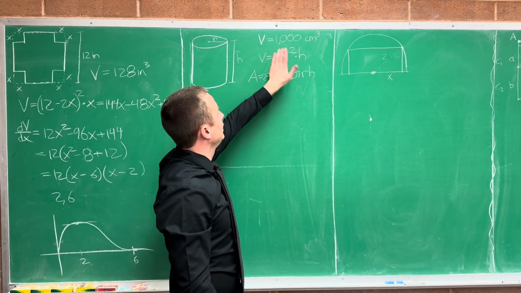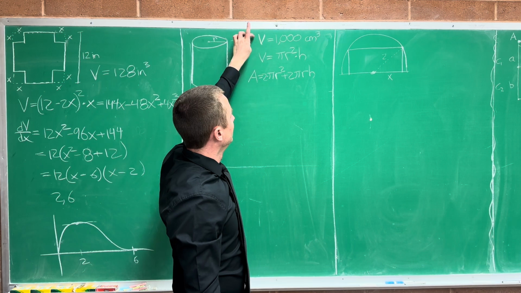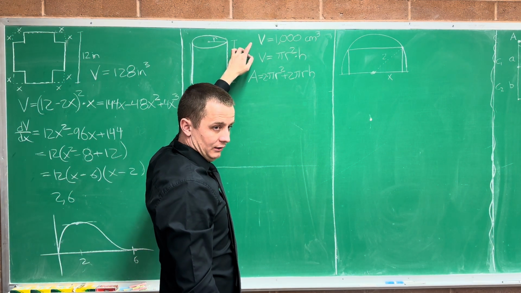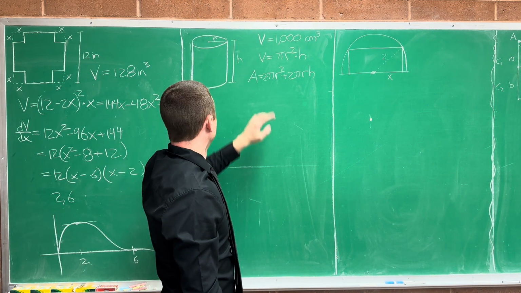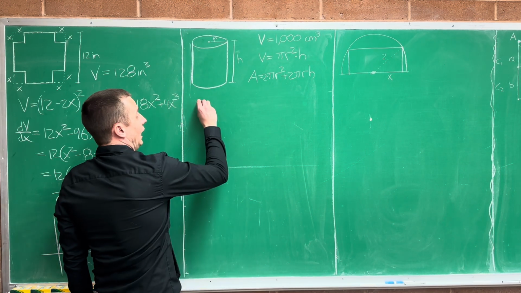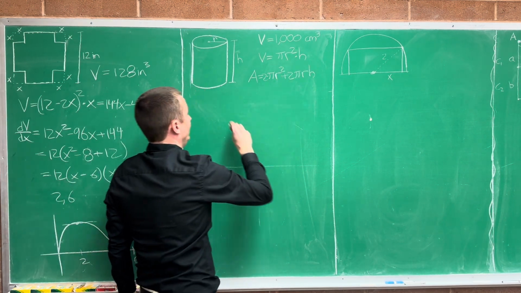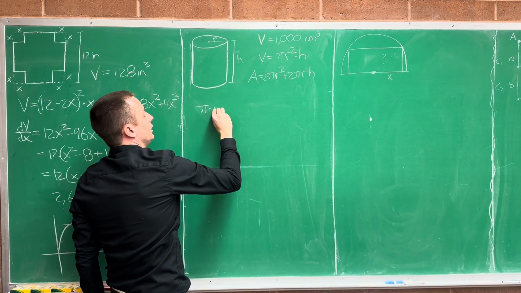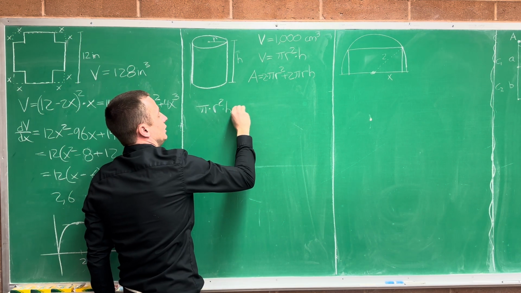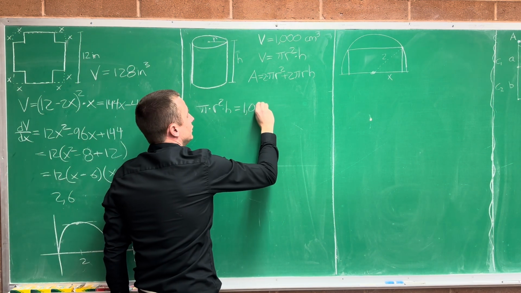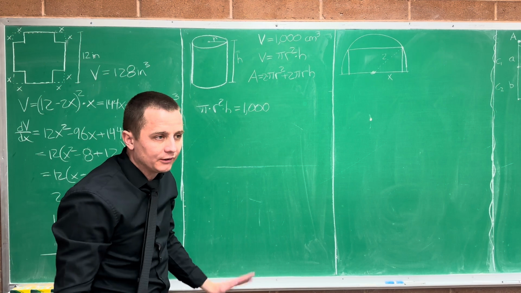But using our given information, what do I know? I know that whatever my radius and my height are, I know that pi times my radius squared times my height has to equal 1,000. Because I already know that I want my container to hold exactly 1 liter.